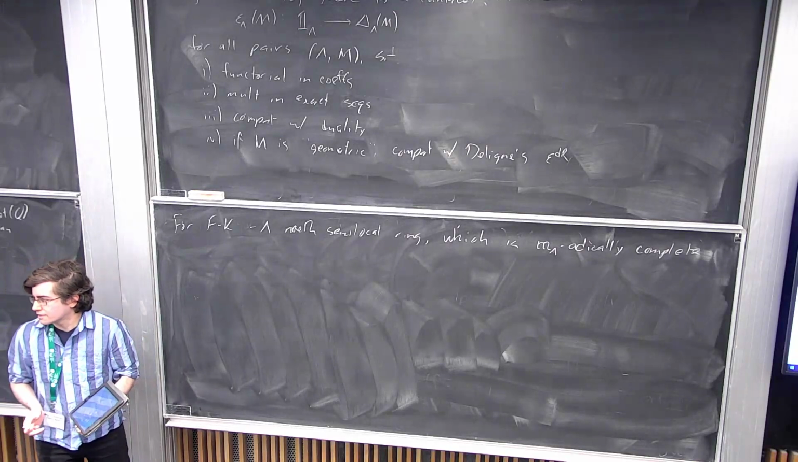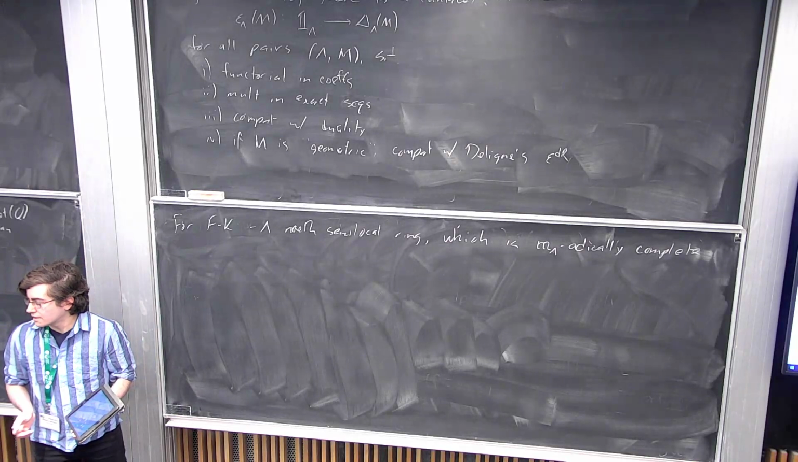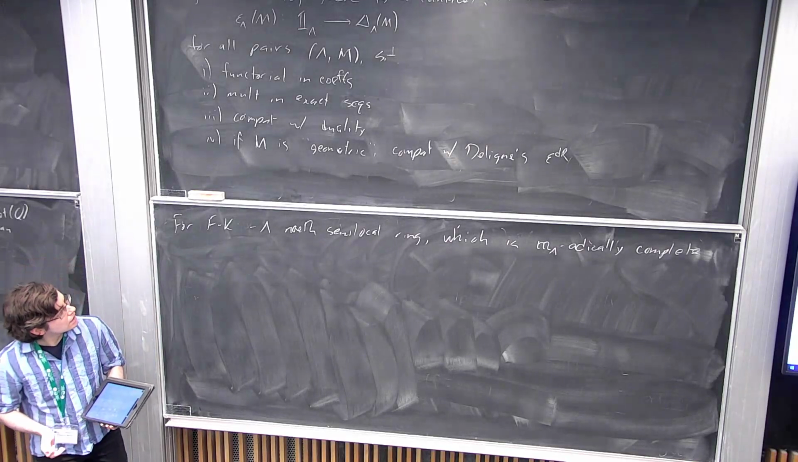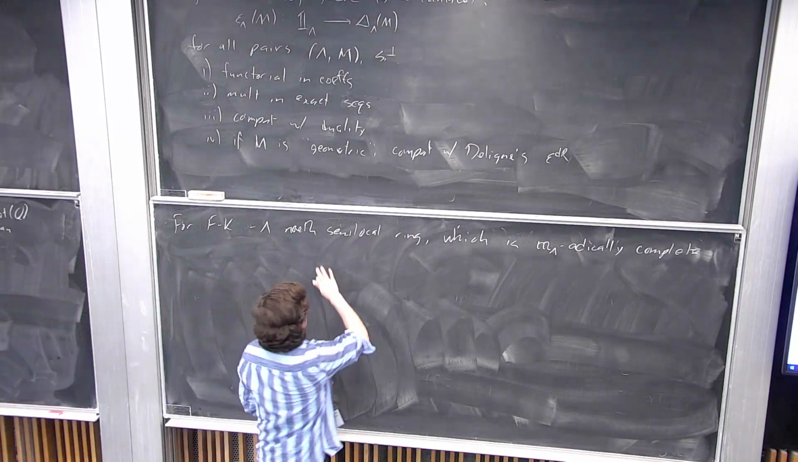So m_Lambda is what, the intersection of the finitely many maximal ideals or something? You can't say the maximal ideal in a semi-local ring. Yeah, okay, fine. Yeah, sorry.